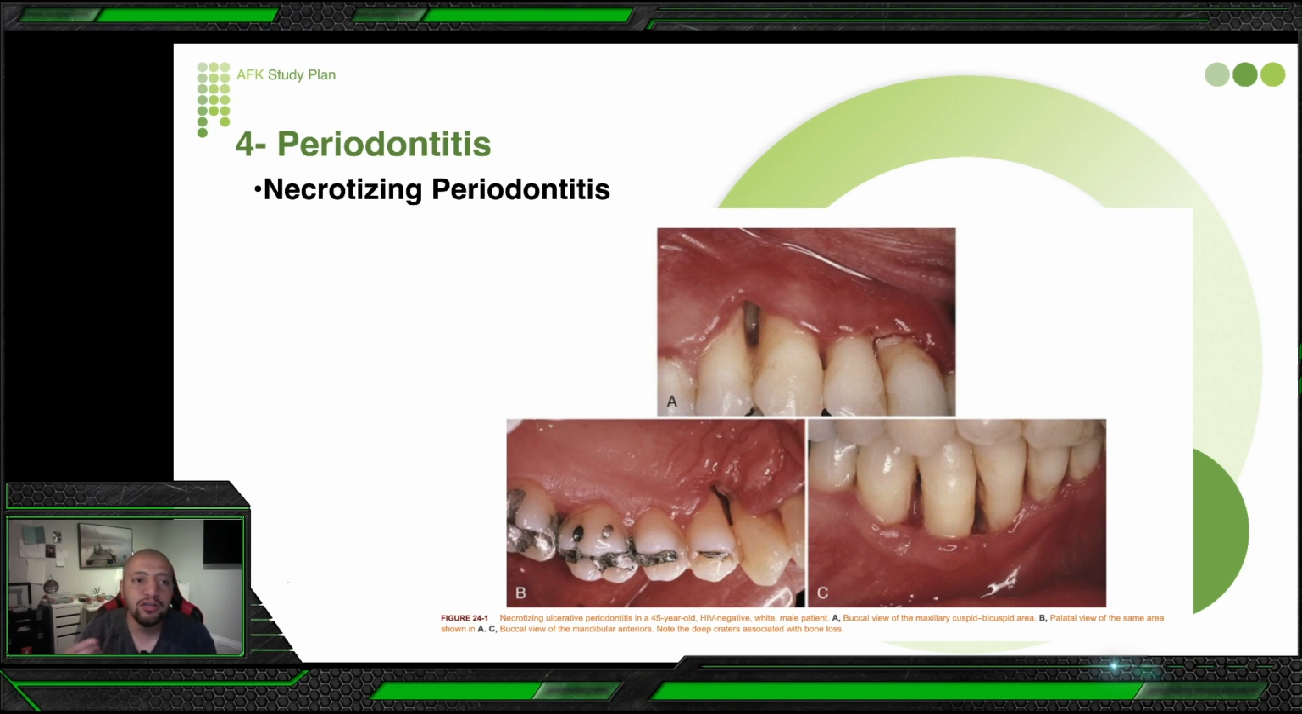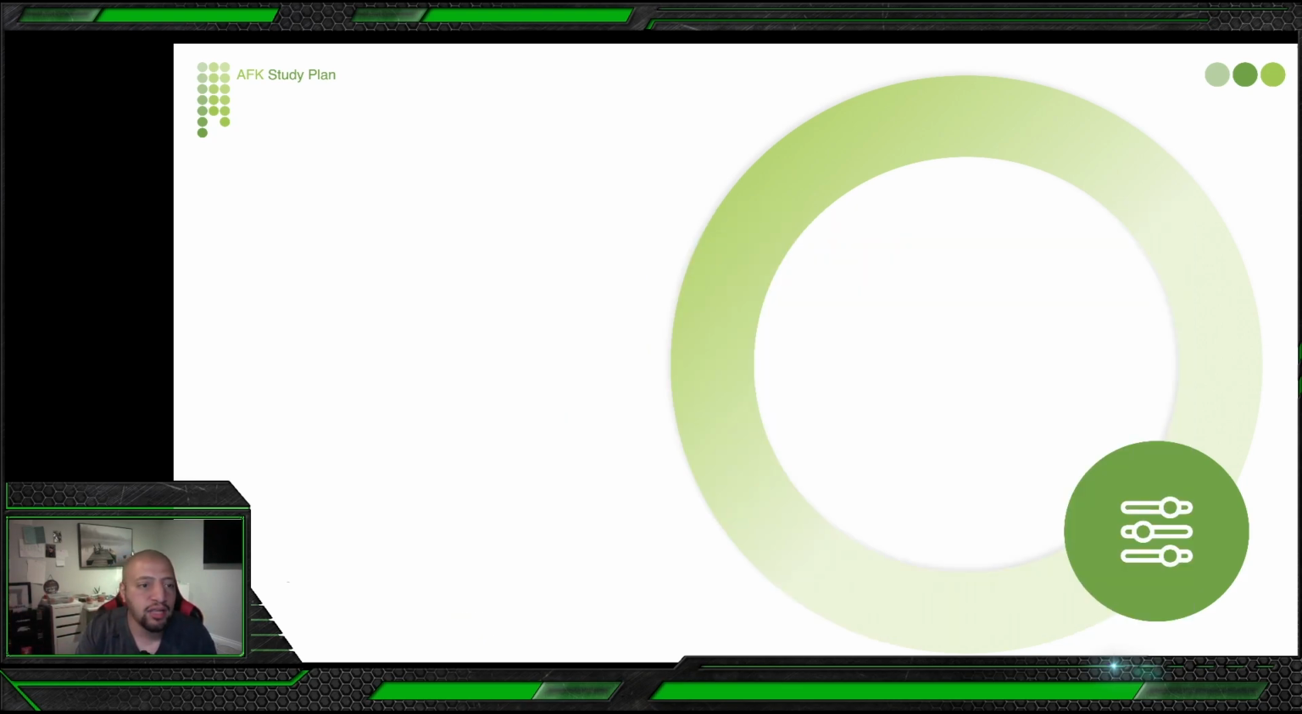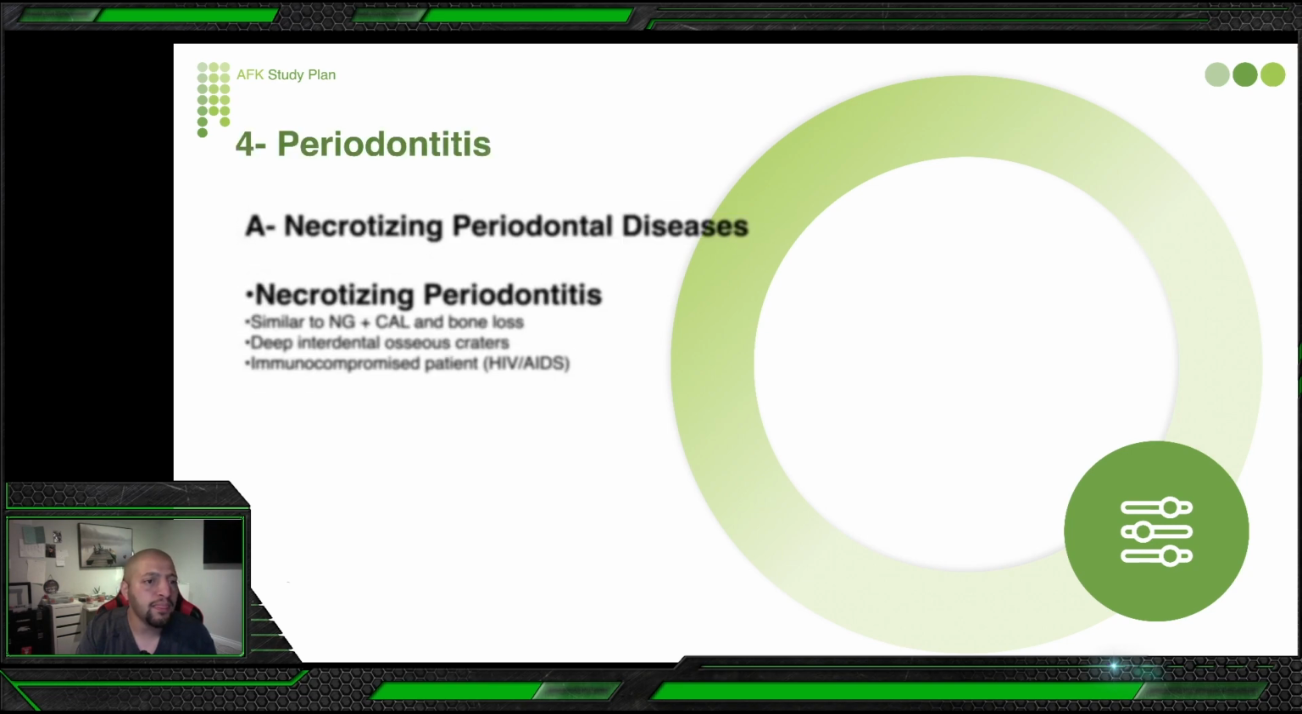Why? Because this condition is aggressive, so it will induce bone destruction fast. When the bone destruction happens fast, the probing depth will be normal, 2 or 3, but the recession will go crazy. So let's read it out loud now. In necrotizing periodontitis, it is similar to necrotizing gingivitis, plus clinical attachment loss and bone loss.